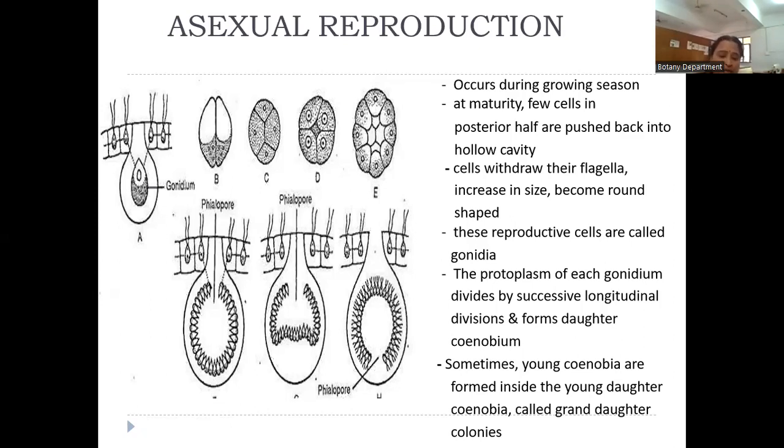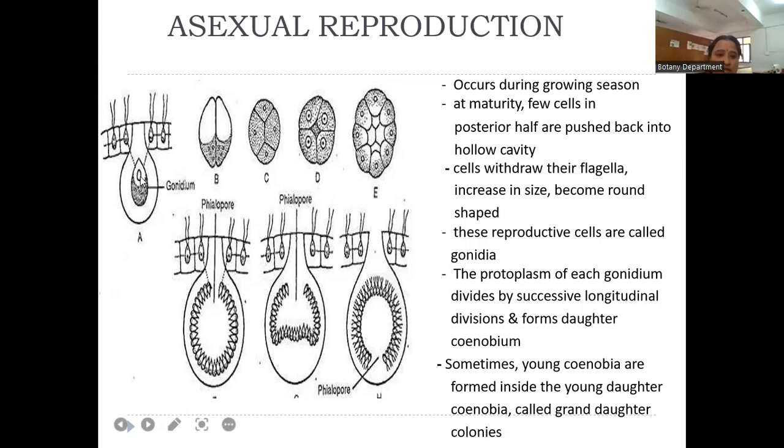Which time is favorable for reproduction? When favorable conditions are there, Volvox starts the asexual reproduction process. The posterior side cells of the cenobium lose their flagella and become reproductive cells. These cells are called gonidia cells. What is the name? Gonidia.